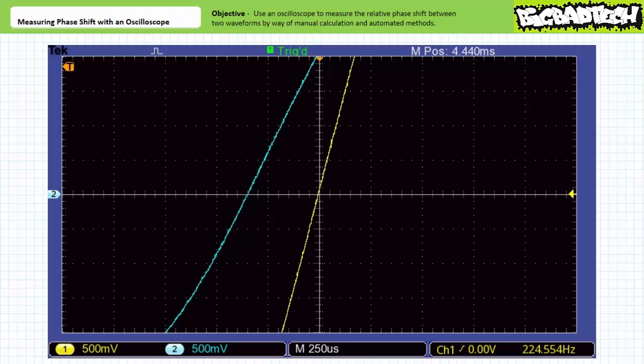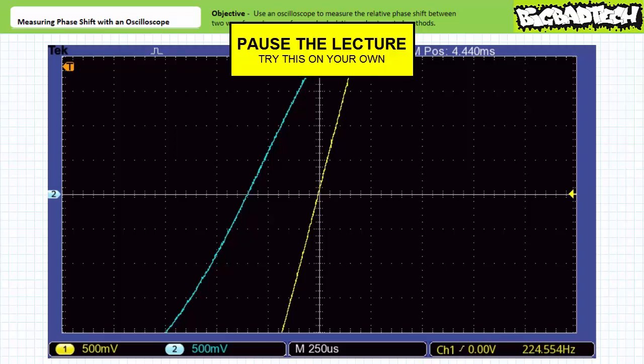Again, it appears to be zoomed in just the right spot. By all means, pause the lecture and try to determine the relative phase shift between these two waveforms on your own. If you're tracking, you should have obtained the following value.